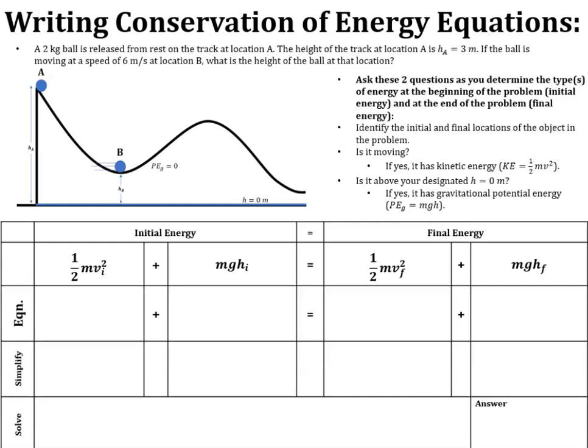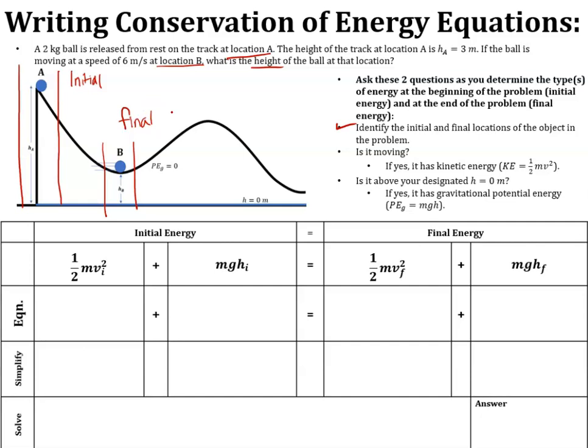When you're going to write a conservation of energy equation, the first thing you need to do is identify the initial and final locations of the object in the problem. In this one, it says the 2 kilogram ball is released from rest at location A, so our initial energy is going to be based on location A. And then it's asking for the height at location B, so this is going to be final.